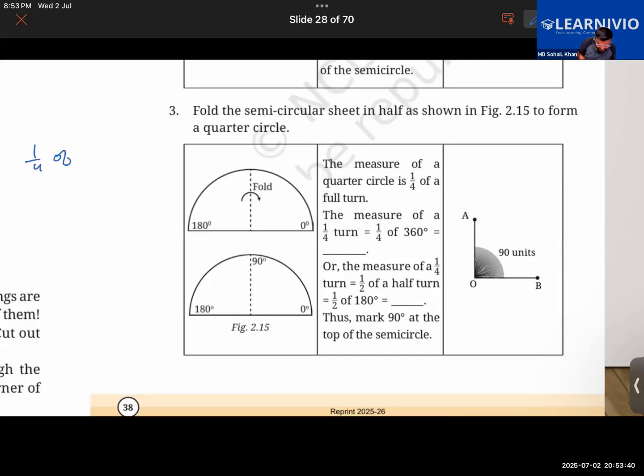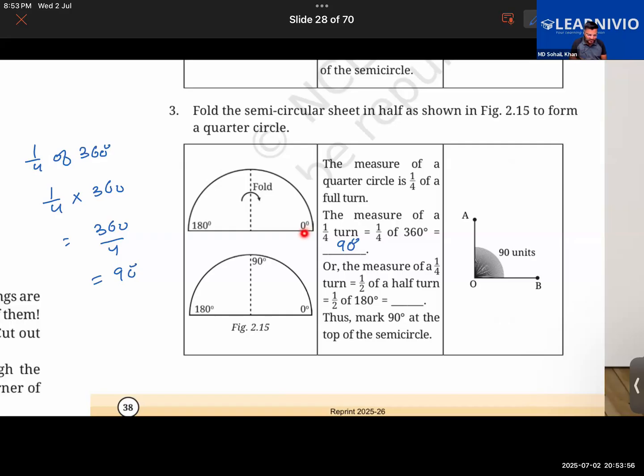1/4 of 360 degree is how much? 1/4 multiplied by 360. So 360 upon 4, that is 90 degree. Well done. 90.